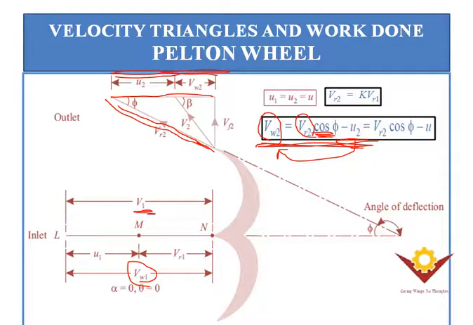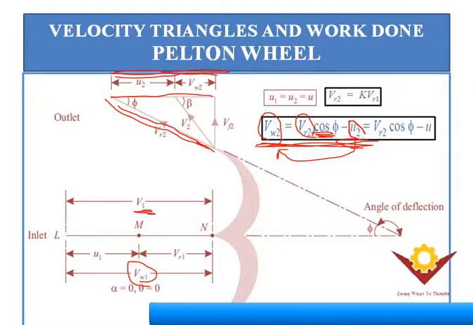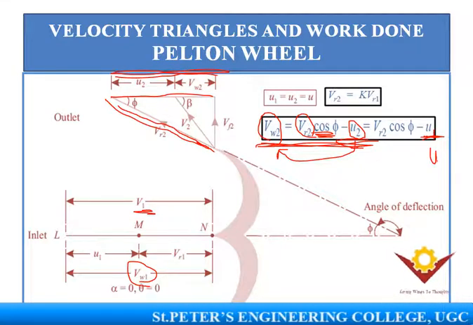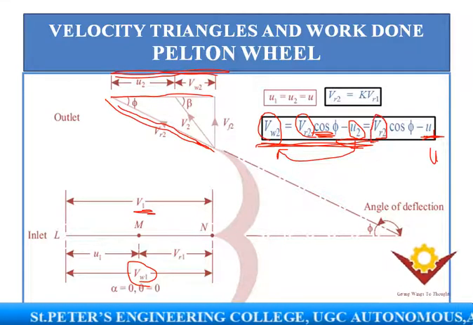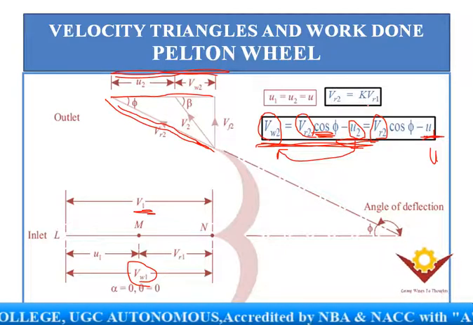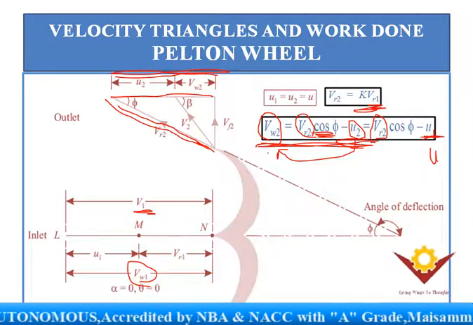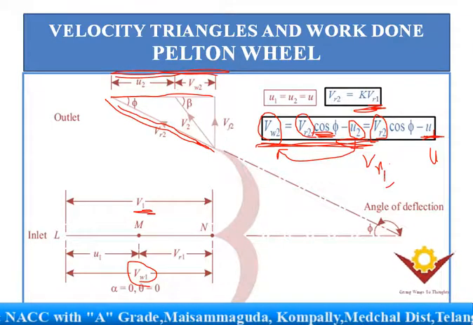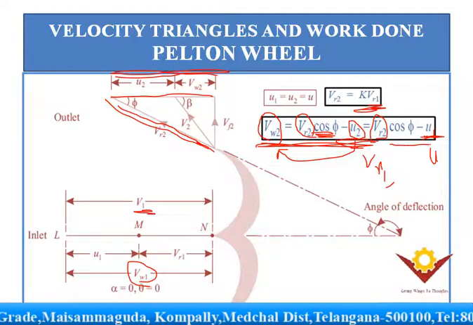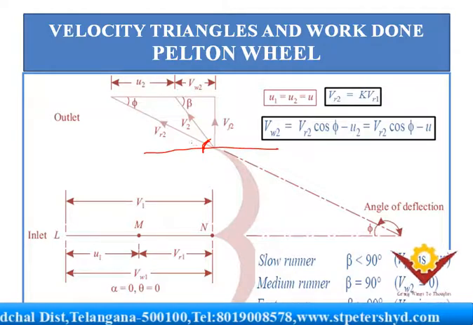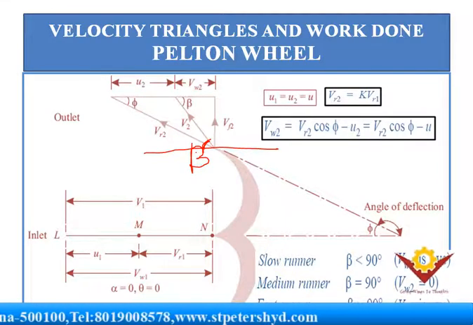Again, when you're thinking that these blades are smooth, that means there is no friction, then U2 is U. You can say U1 or U; you're simply saying it as U. And we can simplify Vr2: if it is smooth, you can directly take Vr1 also. That means VW2 is equal to Vr1 cos phi minus U.